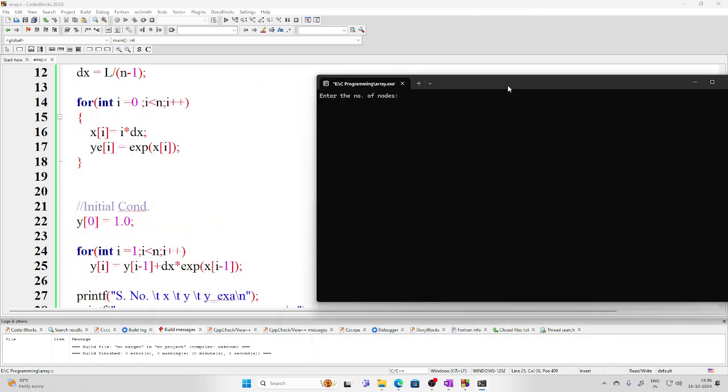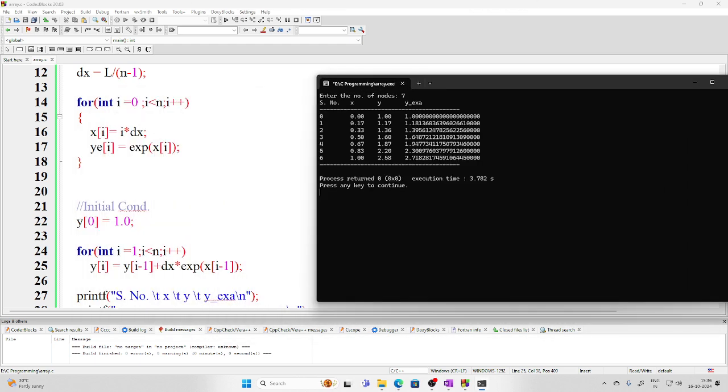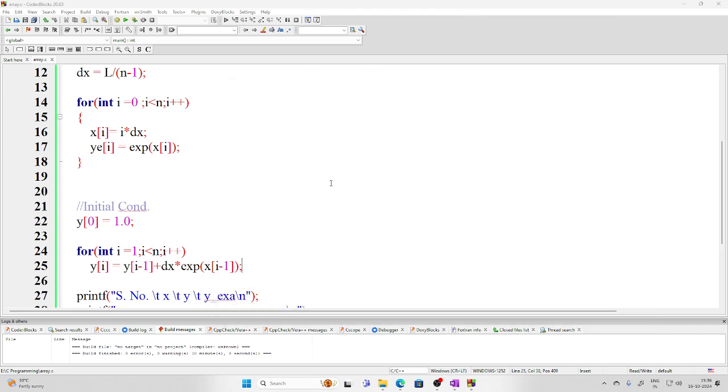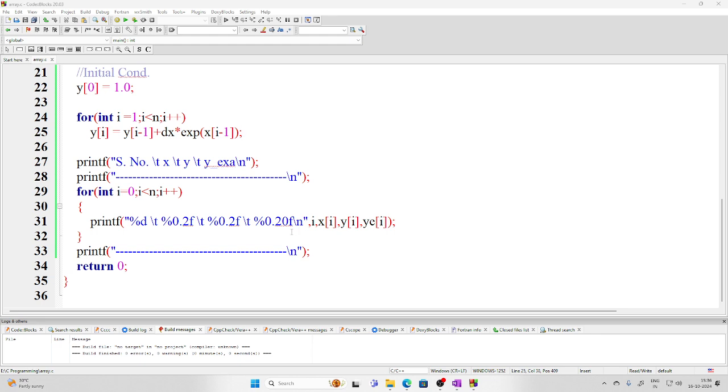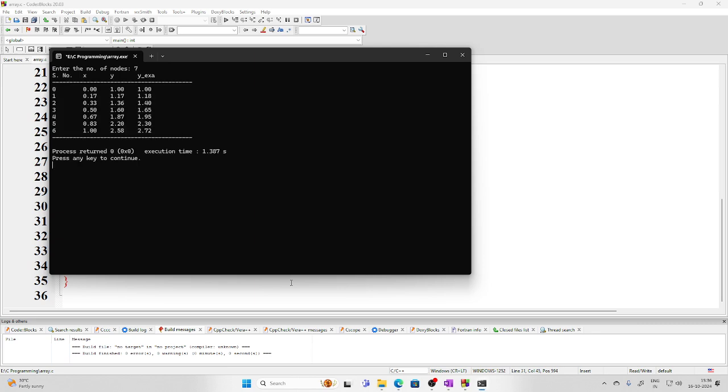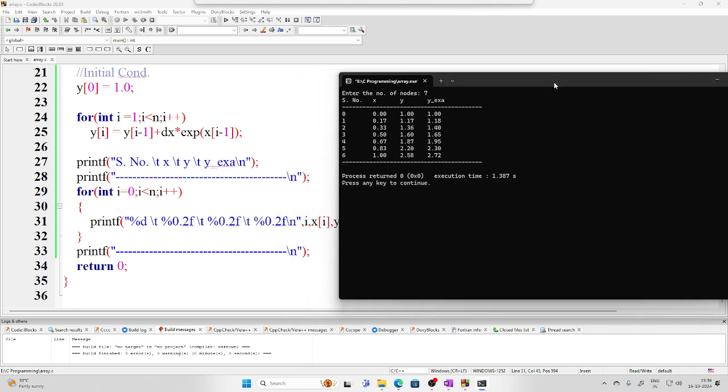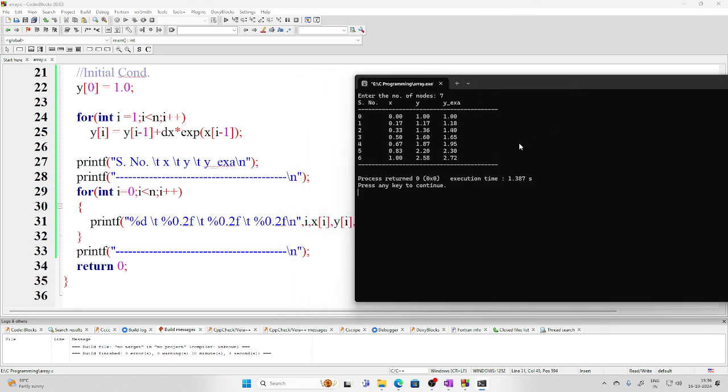So how many nodes do you require? Let's say I require 7 nodes. So let us come here, it is %0.2f. So 7 nodes. Okay, now it's done. Now you can see as x changes, with every passing x, you are getting some value from the numerical result, that is yi = yi-1 + dx times e to the power xi-1. So this is the result, and this is the exact result.